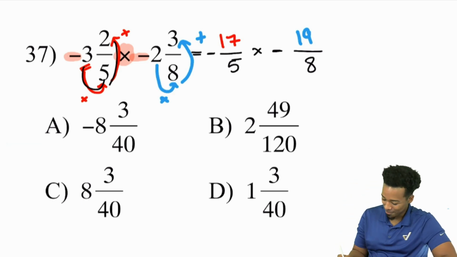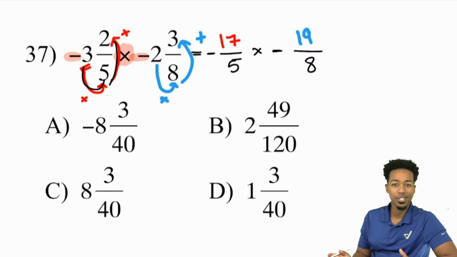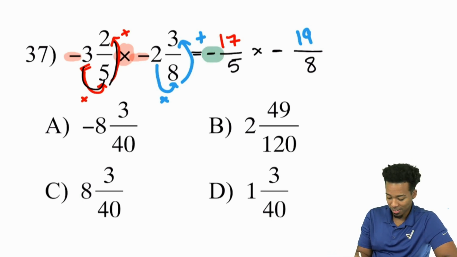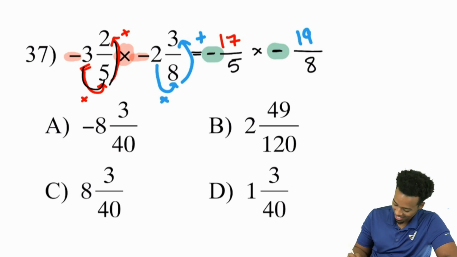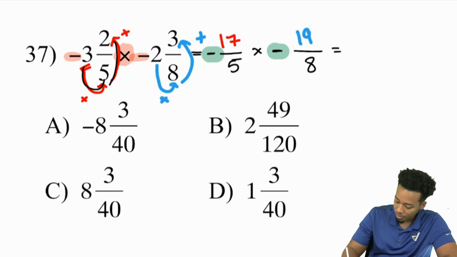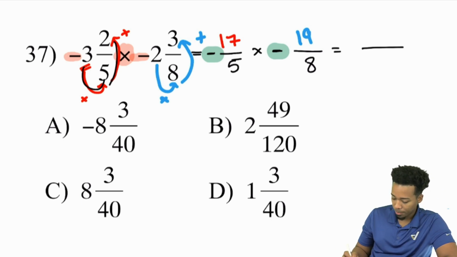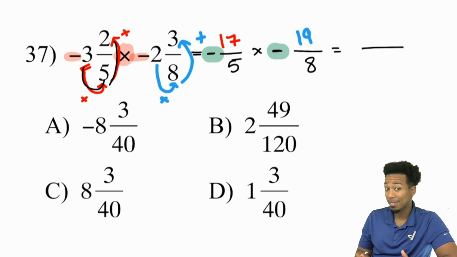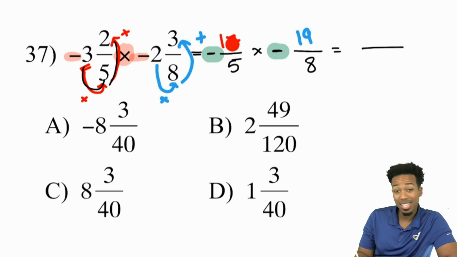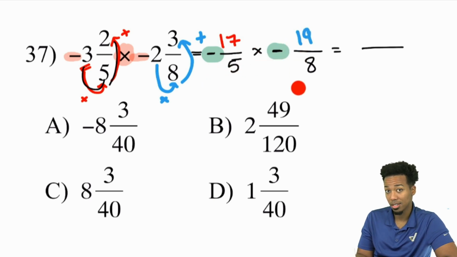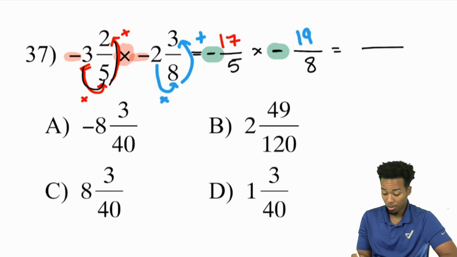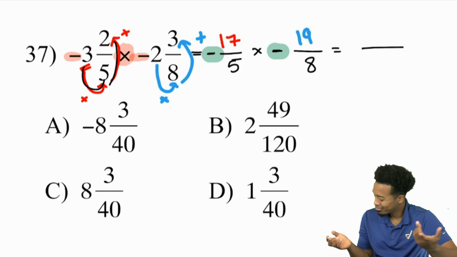Let's get to it. First of all, don't try to do too much at the same time. First, let's just worry about the signs. A negative times a negative, what's that going to be? That's positive. So we're going to have a positive number. Then for the fraction, ask yourself first, is there anything we can simplify? What I notice is that 17 is a prime number and 19 is a prime number. 17 can't go with the 5 or the 8, and 19 has nothing to do with the 5 or the 8. They're only divisible by themselves. So with that said, we're good.